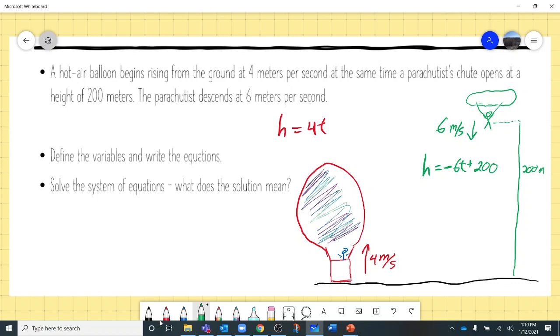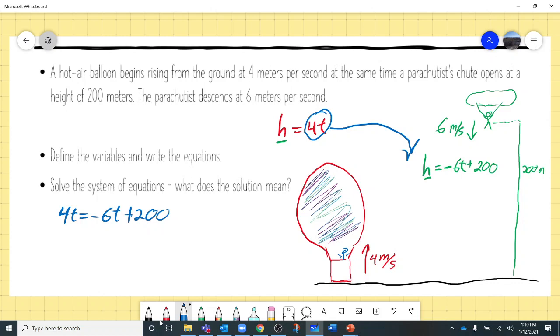Now, what does the solution mean? Well, first of all, let's solve it. We already know that h is the same thing. So let's put 4t in for h and solve our equation. So we have 4t equals negative 6t plus 200. That's a 6, not a g. And let's solve for t.